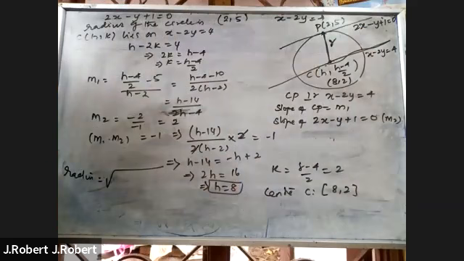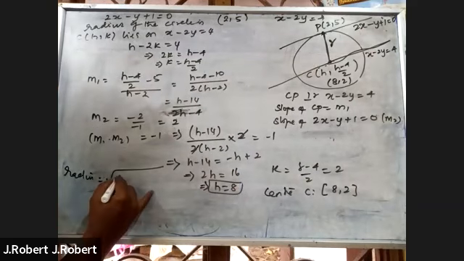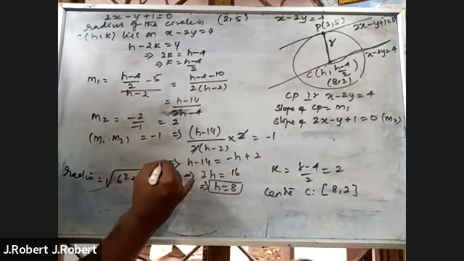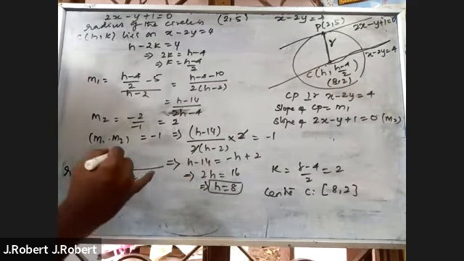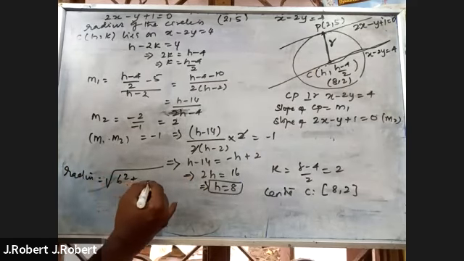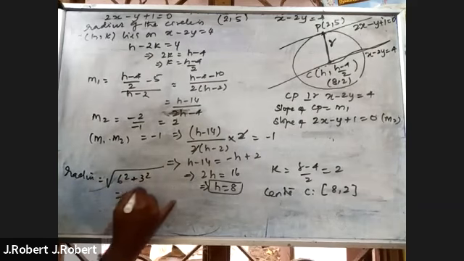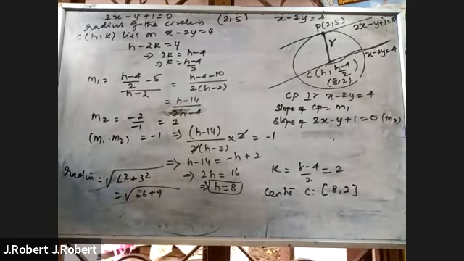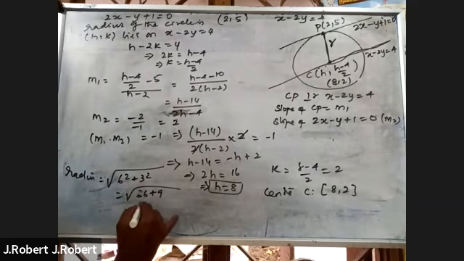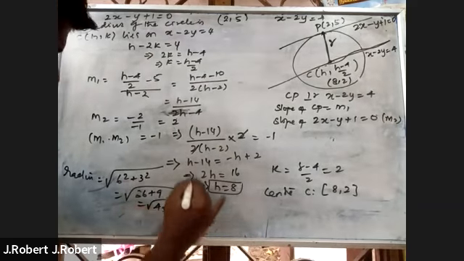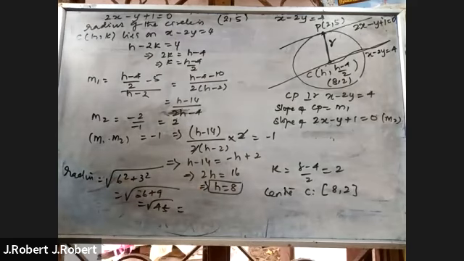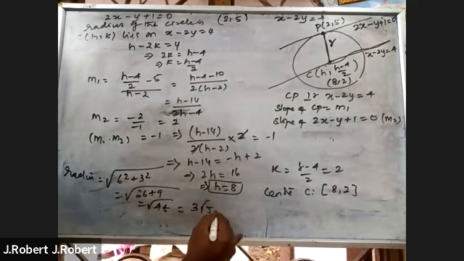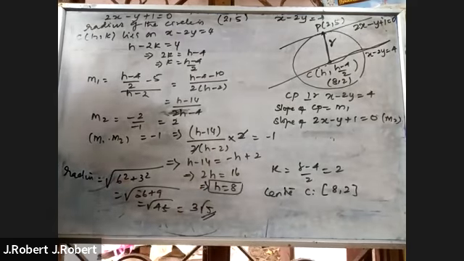x2 minus x1, y2 minus y1: 8 minus 2 the whole square, 6 square, plus 2 minus 5 the whole square, minus 3 the whole square, becomes 3 square. So 6 square is 36 plus 9, square root of 45. Root 45 can be simplified further: 9 into 5, which is equal to 3 root 5. That is the answer. Once again I'll repeat, please pay attention.